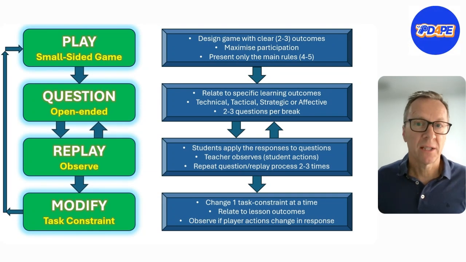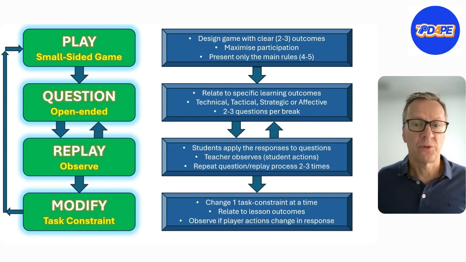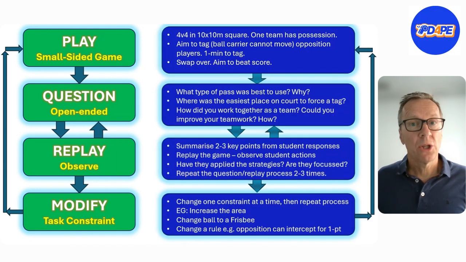So now we've had a chance to go through the 4-step pedagogy within the game sense model. 4 steps in that we play the small-sided game first with explicit student outcomes, then we use open-ended questioning, then we replay the game, and then we modify a task constraint so that the students can practice their skills and abilities within variable scenarios. So we're going to use a specific example of a 4 versus 4 tag invasion game in a 10v10 meter square.